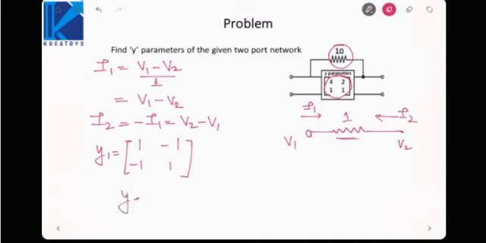Now equivalent Y parameter will be the sum of both Y parameters as both are in parallel. 4 plus 1, 5. 2 minus 1, 1. 1 minus minus 1, actually we are adding these two. 1 plus 1 will be 2. So these will be the equivalent parameters of the resultant network.